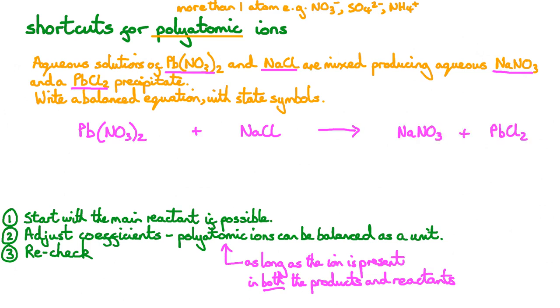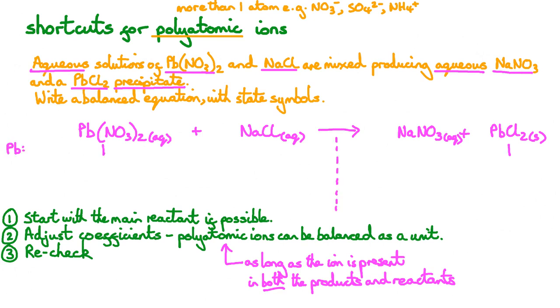We can already add our state symbols as well. We are told that both of our reactants are aqueous, as well as our sodium nitrate, but our lead chloride is a precipitate, making it a solid. Now we just need to balance our equation. So let's set up our table for counting the atoms. Our most complex reactant is of course our lead nitrate, so let's begin there.